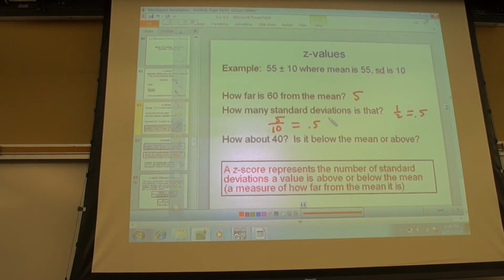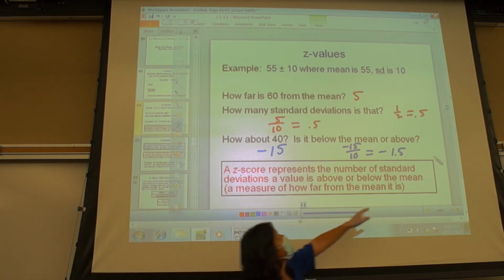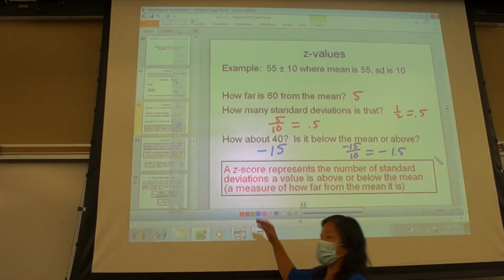So, next one, how about 40? How far is it from the mean? 15. Is it above the mean or below the mean? Below. So it should be negative 15. Everybody with me? Yes. So how many standard deviations is that? Negative 15 divided by 10, negative 1.5. So that's its z-score. The z-score of 40 is negative 1.5. The z-score of 55 is positive 0.5.